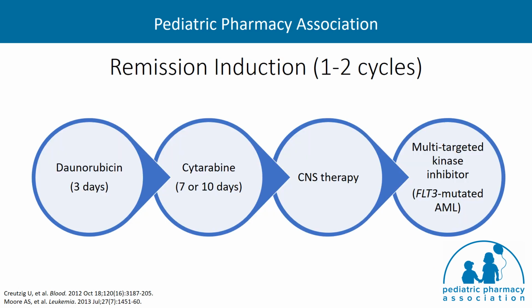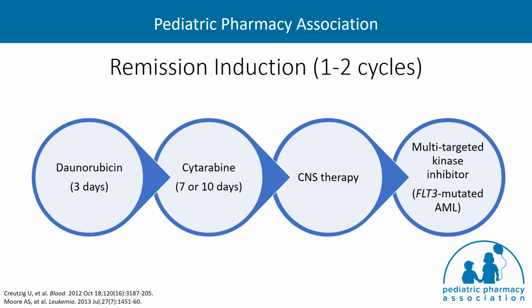As I alluded to on previous slides, the first component of therapy for pediatric AML patients is this induction period, which typically consists of 1 to 2 cycles. The main goal of this induction period is to induce remission from a disease perspective. These remission induction cycles consist of primarily 3 to 4 agents.